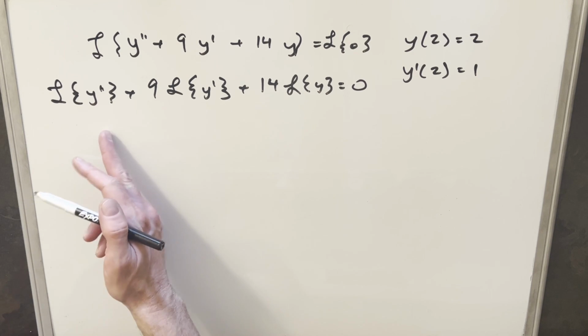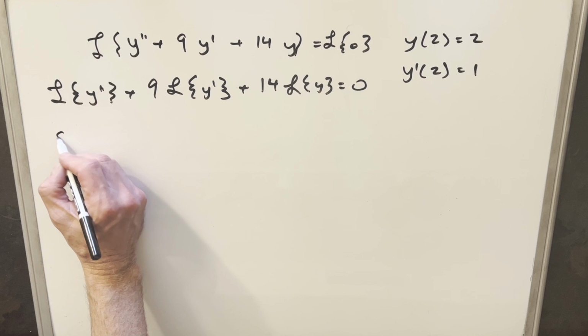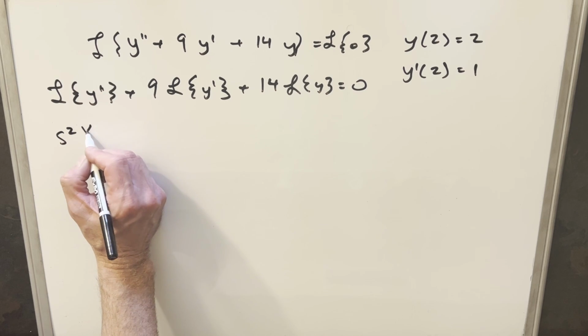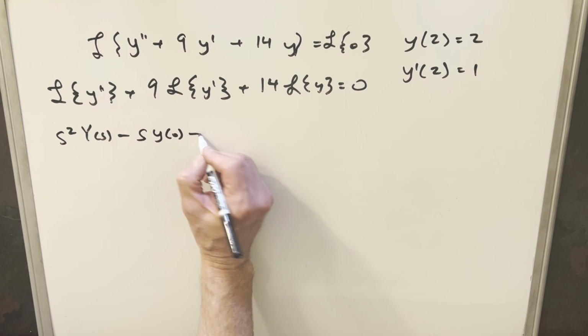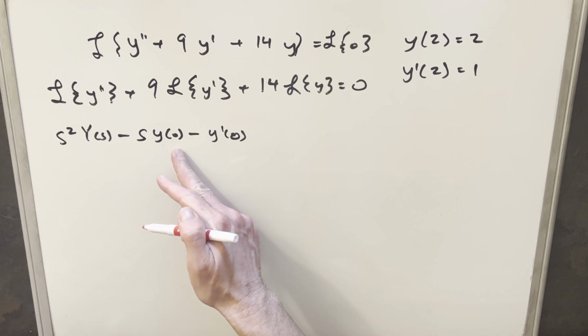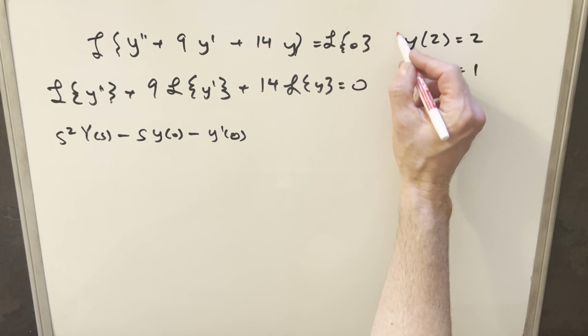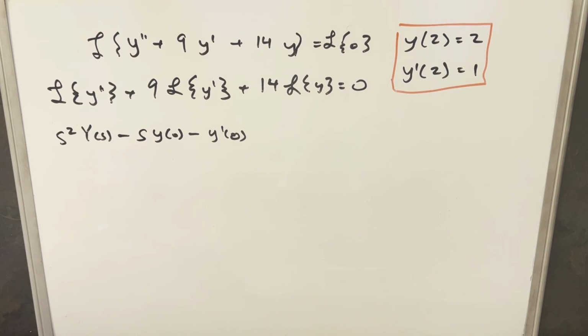And so as we went over previously, we have a formula for the first derivative and a formula for the second derivative. The formula for this is going to be s squared big Y of s minus s y at 0. And then the last piece is going to be just y prime at 0. And here's the issue. We don't have y at 0. We don't have y prime at 0. Our initial conditions are at 2. So we'll keep going, but we'll come back to that in a second. But that's going to be the thing we need to deal with.